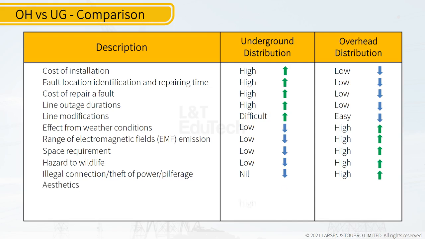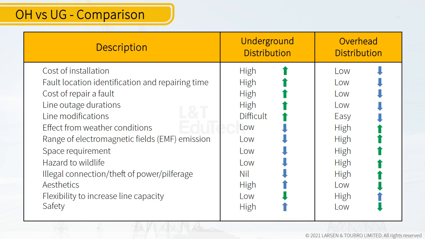Aesthetics, high in underground cabling while low in overhead line. Flexibility to increase line capacity, low in underground cabling while high in overhead line. Safety, high in underground cabling while low in overhead line.